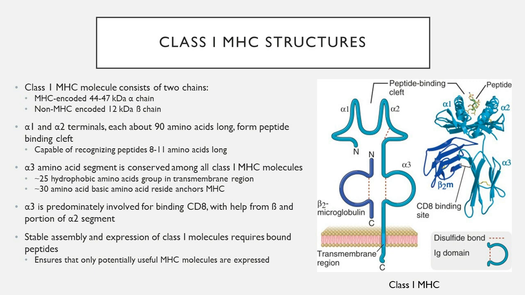Now, one thing to know about all MHC structures, not just class 1, is that their stable assembly and expression requires a bound peptide. I even think the picture here on the right, especially the cartoony one on the left, is a little misleading because there's no peptide there, and you would never find that on a cell. It always has to have a bound peptide, and in the last part of this lecture we'll learn how MHCs are formed inside the cell with the peptide, and that's what helps them get expressed. This ensures that only potentially useful MHC molecules are expressed, not ones without any bound peptide.